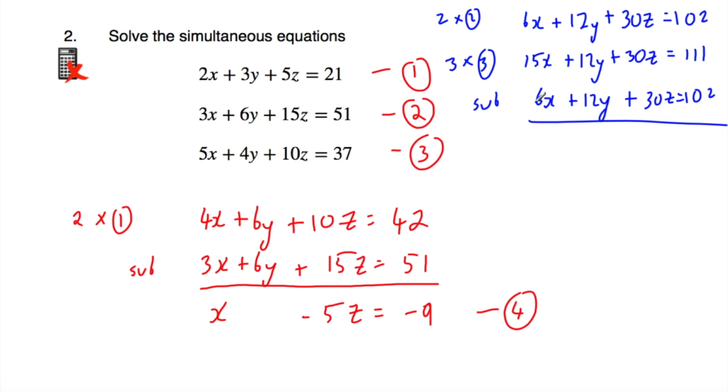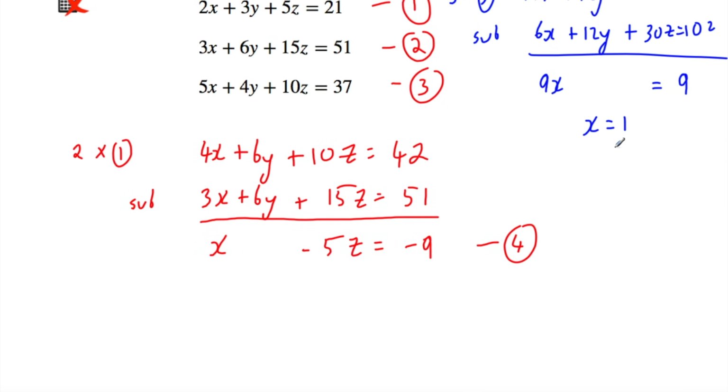So 15x's take away 6x's, that's 9x's. 12y's take away 12y's, that's 0. 30z's take away 30z's, that's 0. And then finally 111 take away 102, that's equal to 9. So we've got that 9x equals 9, and then if we divide both of those by 9, we're going to get that x equals 1. So that's fantastic. We've actually found that x is equal to 1. Now that's great. We can actually now substitute that into equation 4. So let's sub x equals 1 into equation 4 and see what we get.